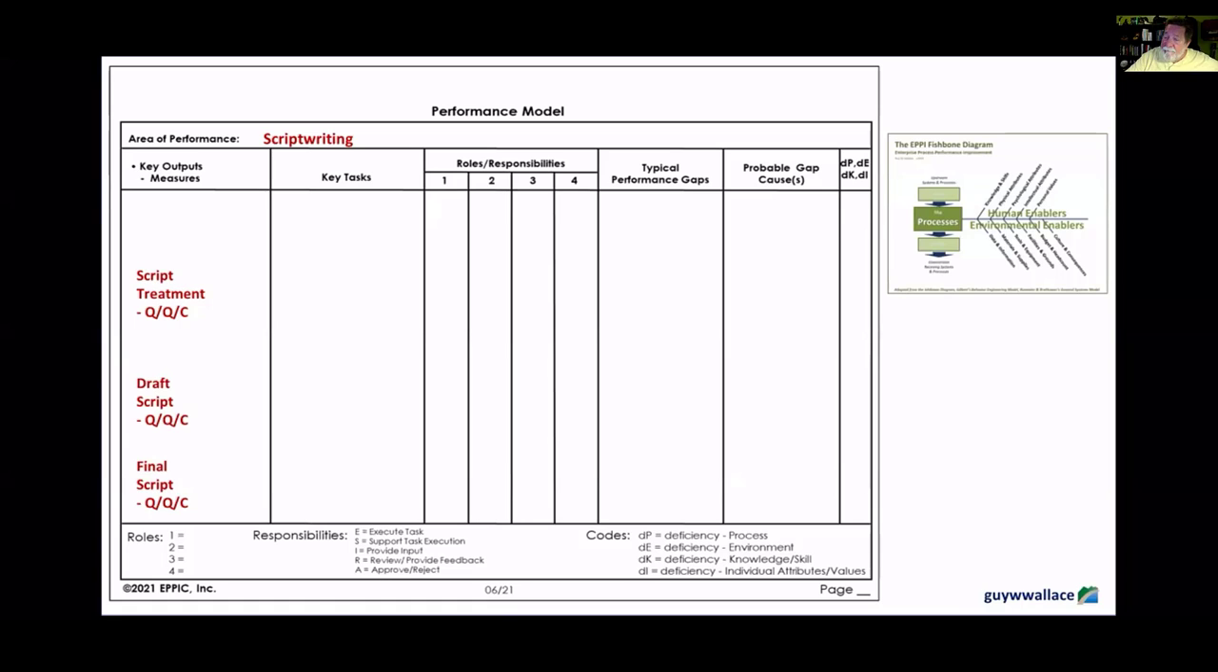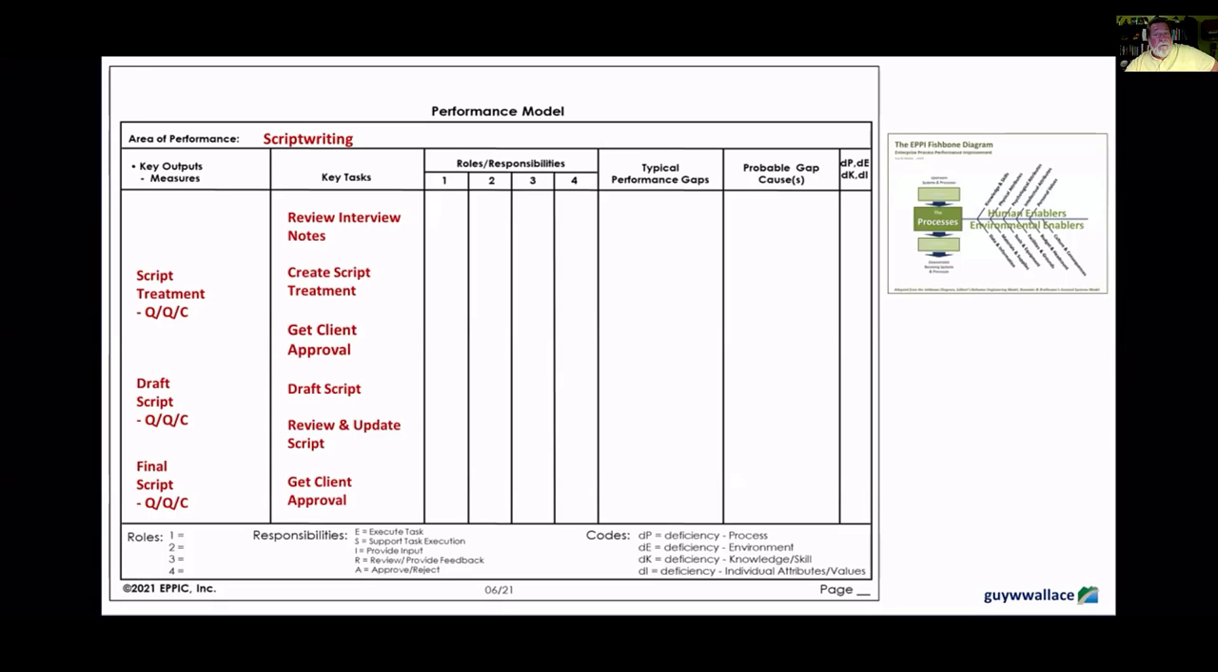So before that would be the interview data where we talked to the client, we talked to the experts, we came back, we wrote a script treatment up. Maybe they liked it, maybe they didn't. We then went in and drafted a script and created the final.